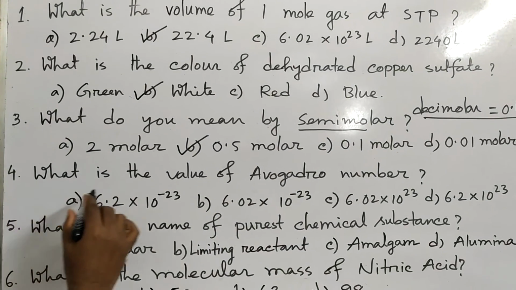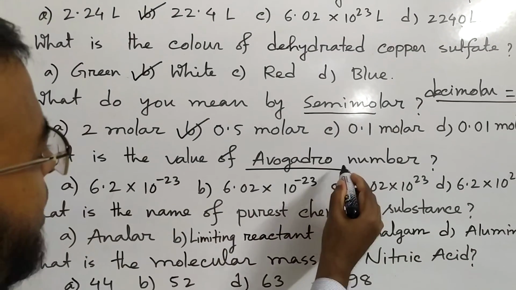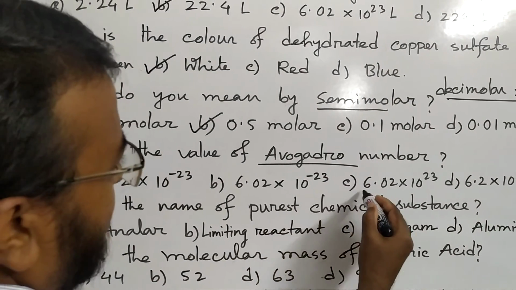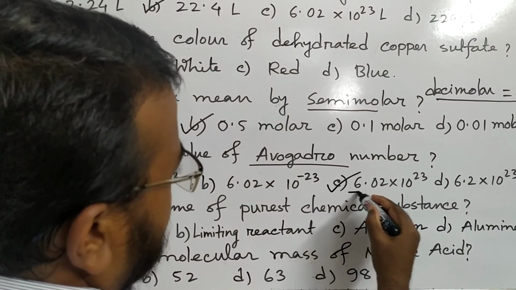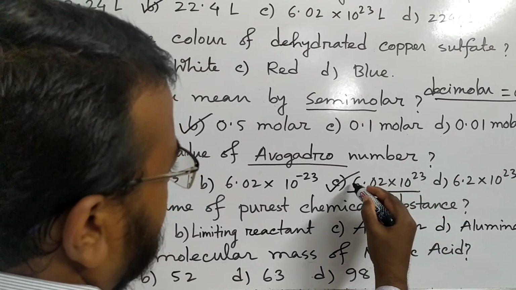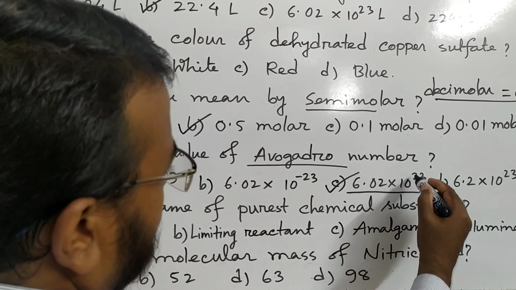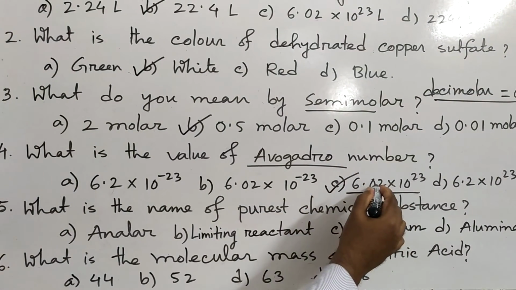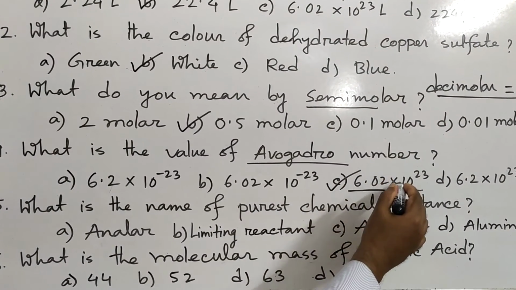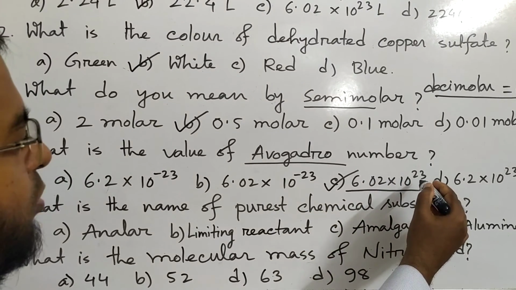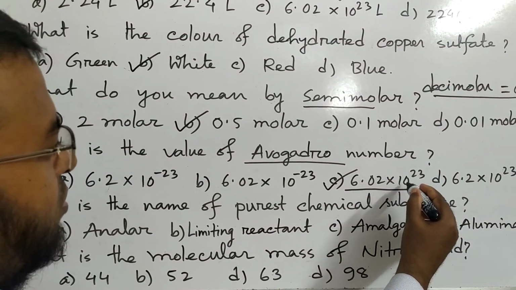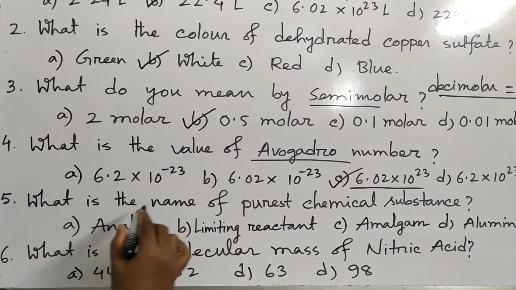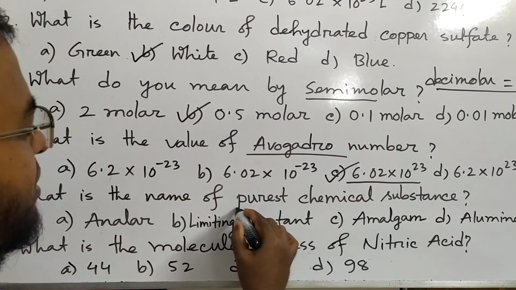Now number 4, what is the value of Avogadro number? This one also I have told many times. The number 6.02 into 10 to the power 23 is used in case of atoms, molecules and ions. This number is called Avogadro number. So 6.02 into 10 to the power 23.